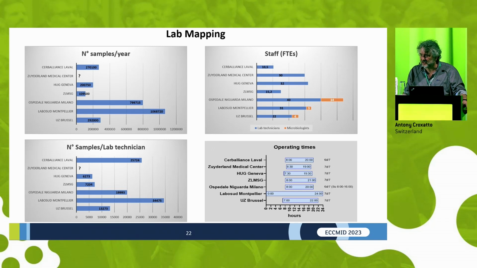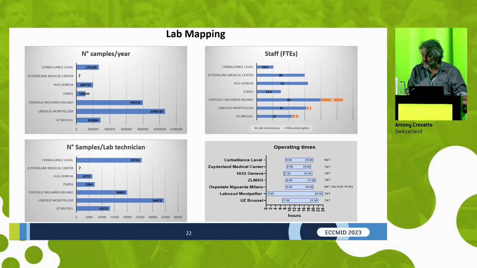So just a short overview of these labs. You can see that the volumes they are processing per year are very different, from around 100,000 for Singal in Switzerland to more than 1 million for Labo Sud in France. And one index of productivity that we can usually measure is the number of specimens per lab technician, and you can see that for Labo Sud and for Serba Alliance, the number of specimens per technician is extremely high.